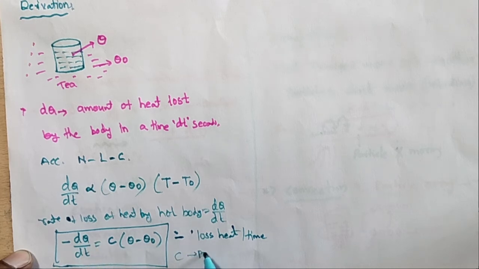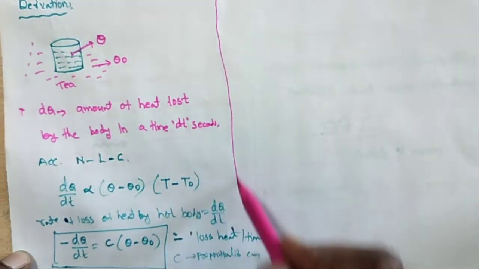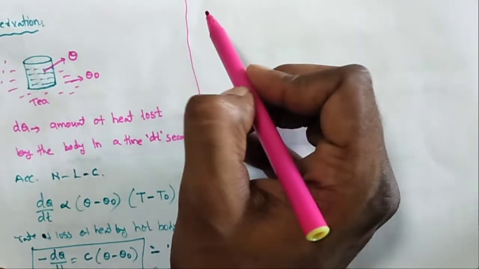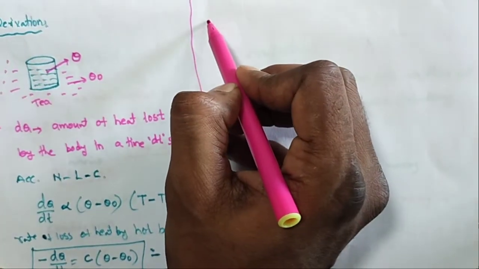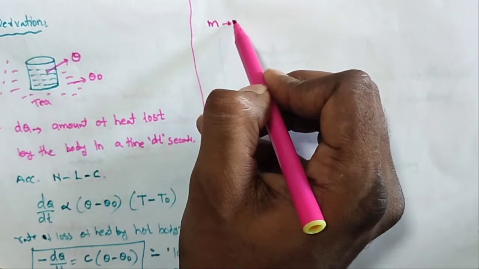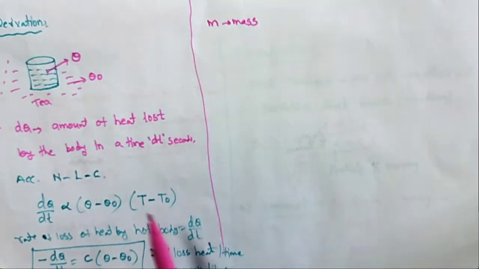What is C? C is the proportionality constant. Suppose here the object has m equal to the mass of the body.